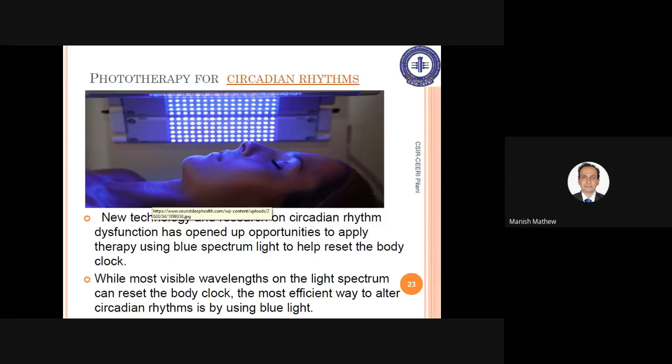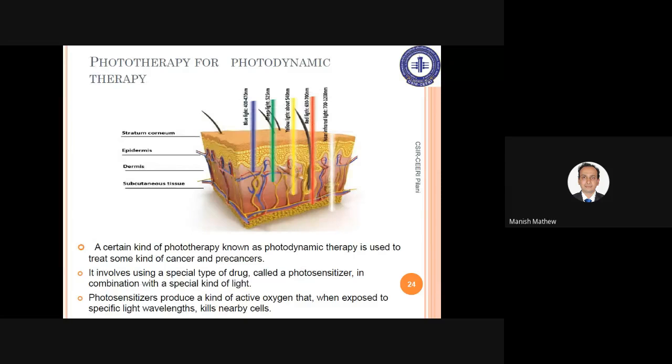And again, this phototherapy LED setup is made with the pre-nitrate materials. Another use of phototherapy is for photodynamic therapy.